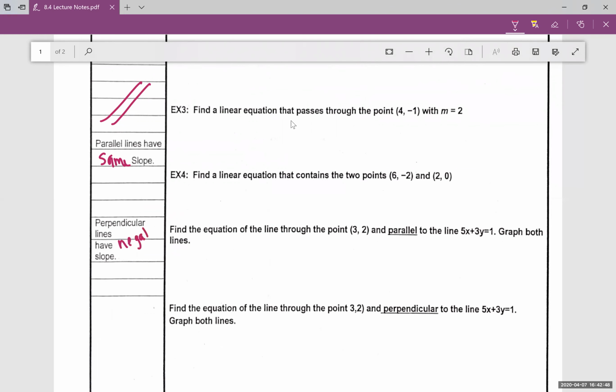Perpendicular lines have negative reciprocal slope. We'll break that down in a minute. But this is a perpendicular line. Here's one and here's the other. They intersect at right angles.